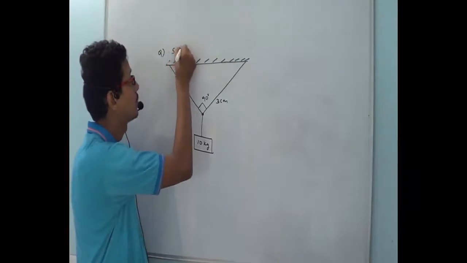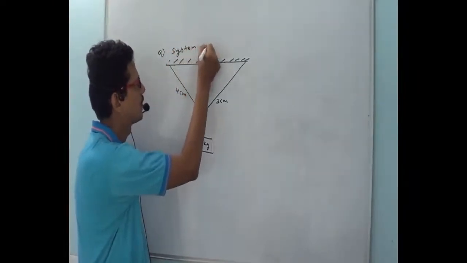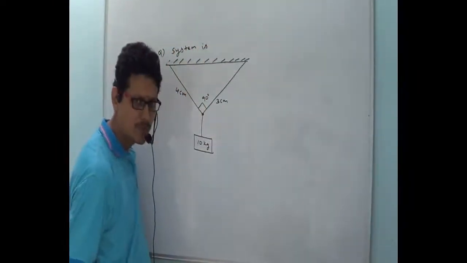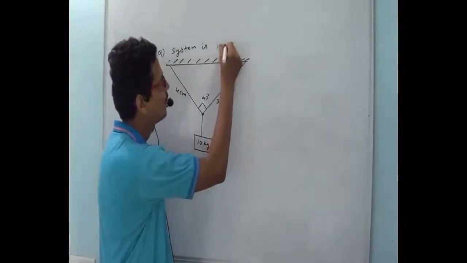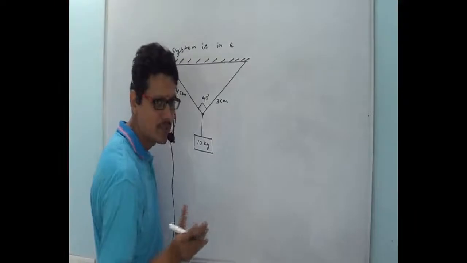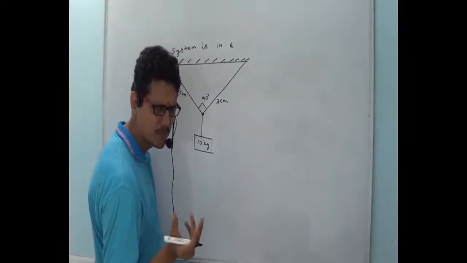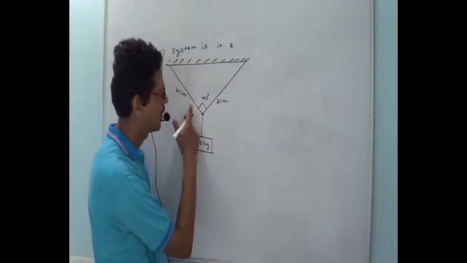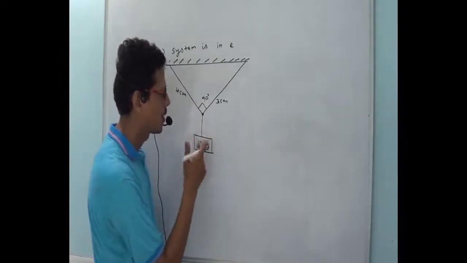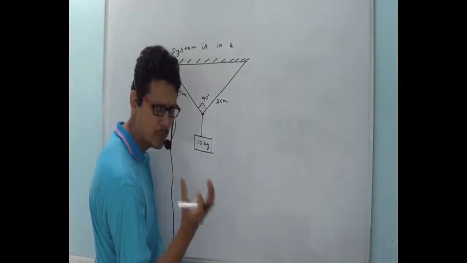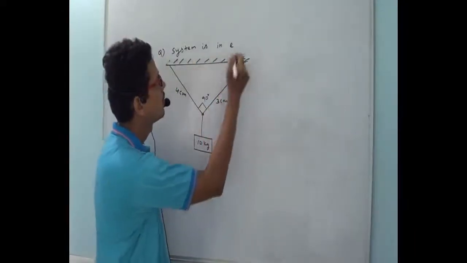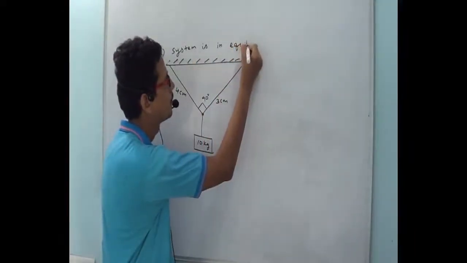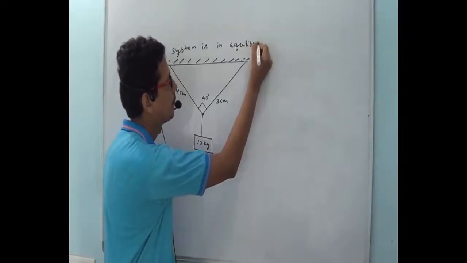The question I am writing: the system is in equilibrium. System here doesn't mean a computer system, though that is also a system. System means not a single thing. Like this, this is one thread, this is another thread, this is one mass. A group of things we call a system. So the system is in equilibrium.